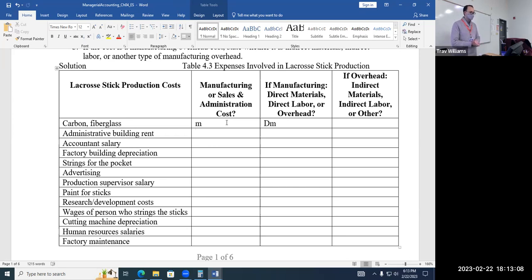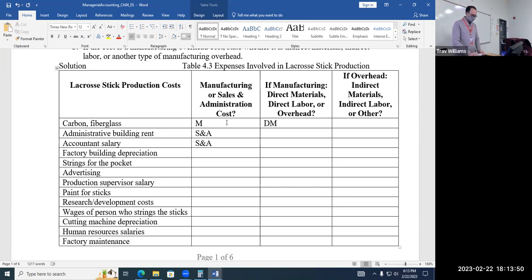Okay, administrative building rent. Manufacturing or sales and administration? Sales and administration, okay. I'll just capitalize these because it's getting on my nerves. Manufacturing? Manufacturing. Okay. Accountant's salary. Manufacturing? Okay, sales and administration. Factory building depreciation.